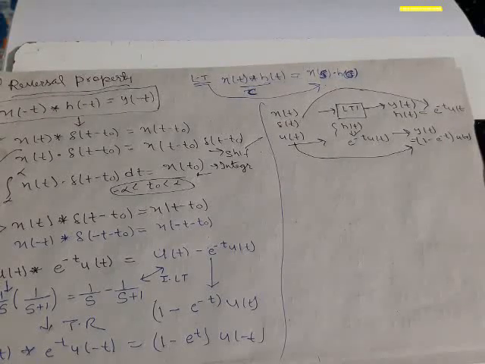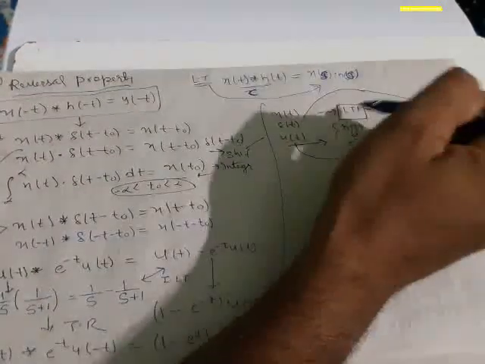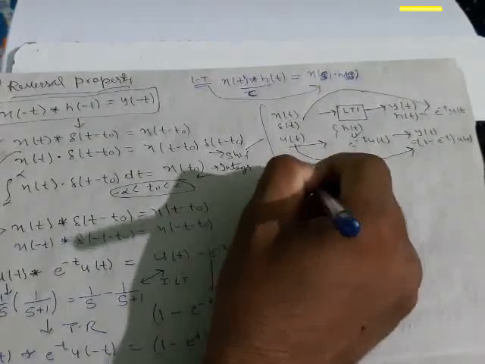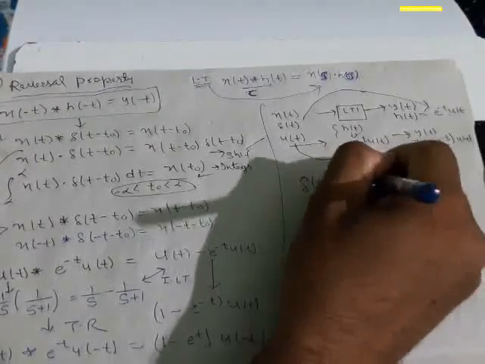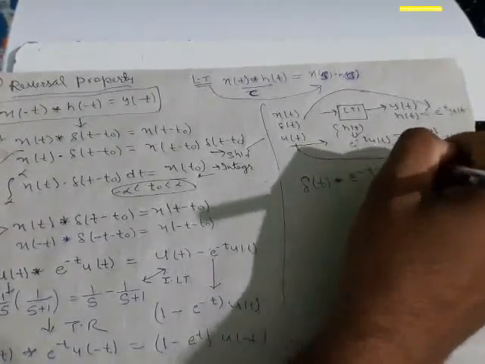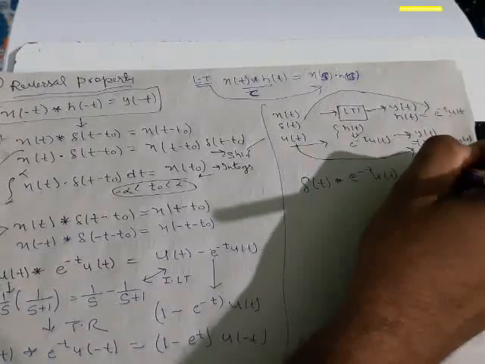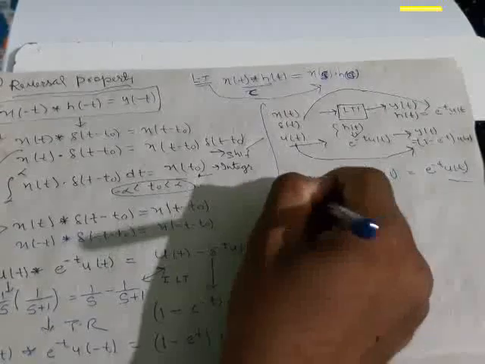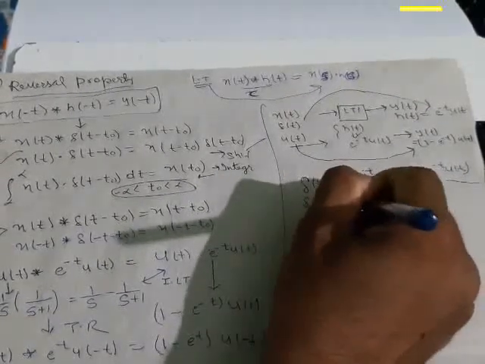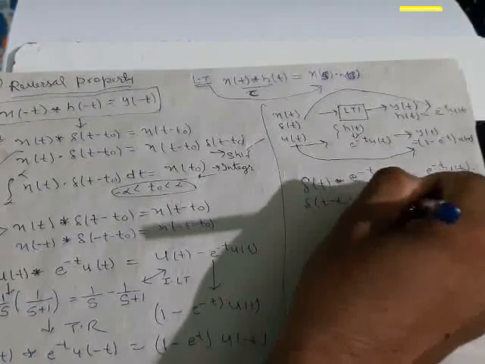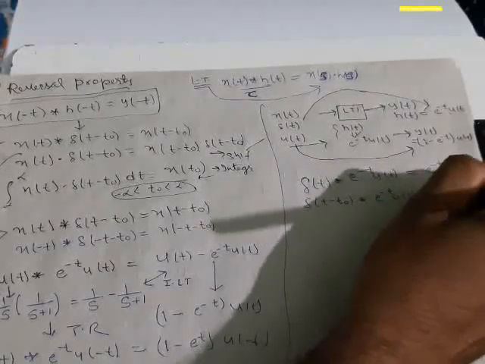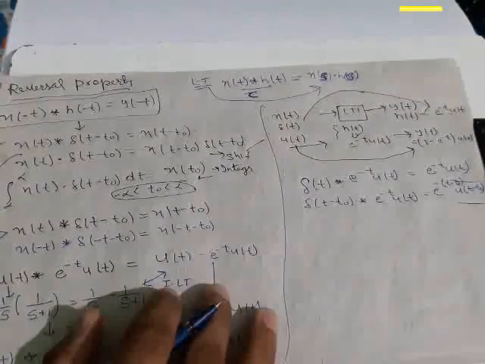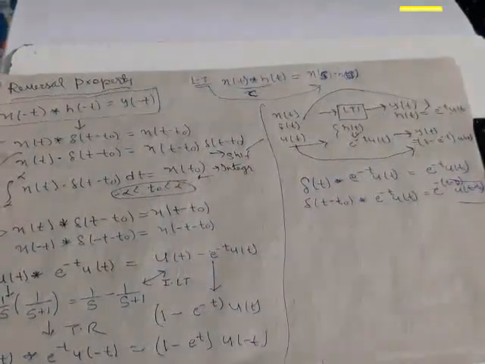Now see the next question. Let x3 be given as r of t, that is the ramp signal. Can we write it in terms of t u of t? What is t and what is u of t? You know that t is the slope multiplied with this signal. So it is t u of t.